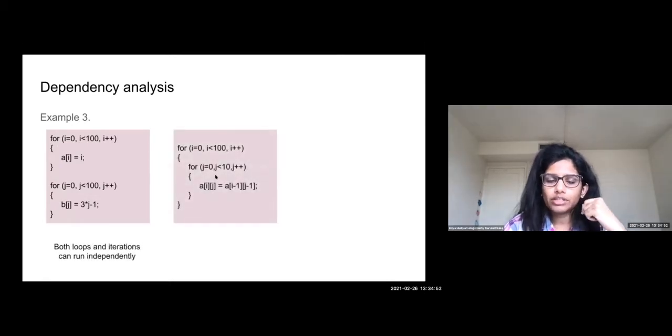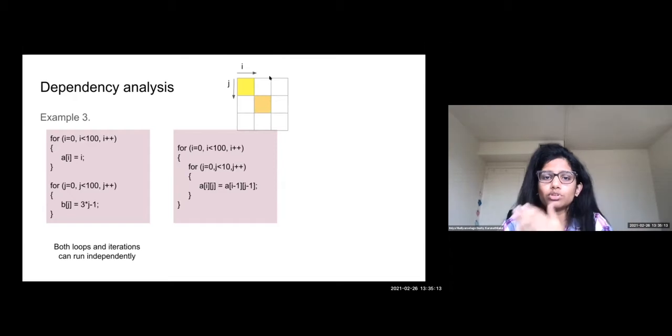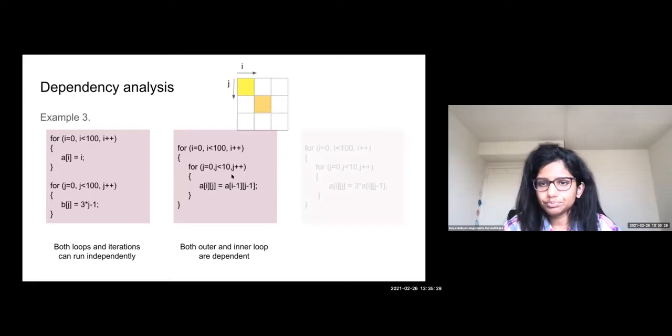Next, let's look into nested for loops. It has an inner loop and an outer loop. In this case, we can check whether the inner loop and outer loop can run independently. This sort of nested for loop can be mapped into a grid where the inner loop is mapped into individual rows and the outer loop into individual columns. Here, we see that the value of this box is the same as the value of this box, so it depends on the rows and columns. So in this nested loop, both the outer and inner loops are dependent on each other.